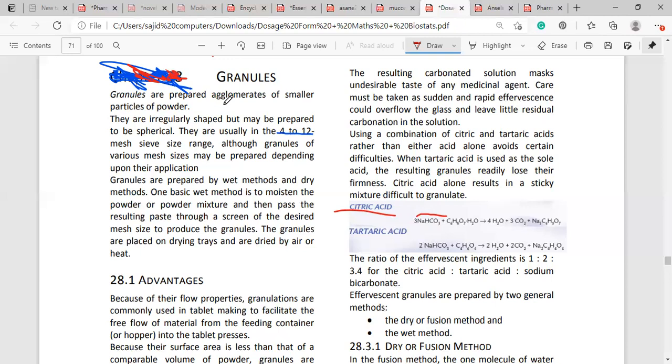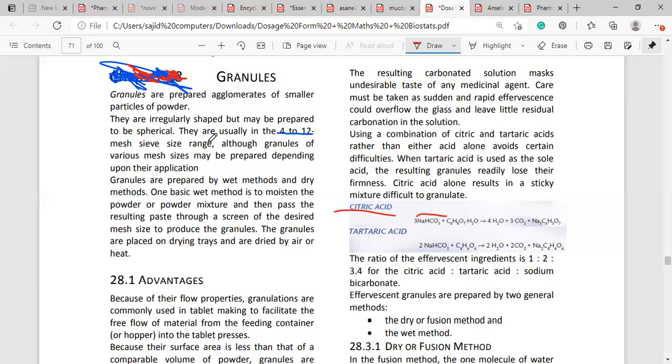Students, as we have discussed, granules are powdered dosage forms in which individual powder particles adhere with one another to form a larger powder particle with uniform size. So granules are prepared agglomerates of smaller particles of powder. They are irregularly shaped but may be prepared to be spherical. As we have discussed, in a powder bed the sizes of the powder particles differ from one another. So one of the best methods to make them uniform in size is the process of granulation, in which granules are prepared from powder material.